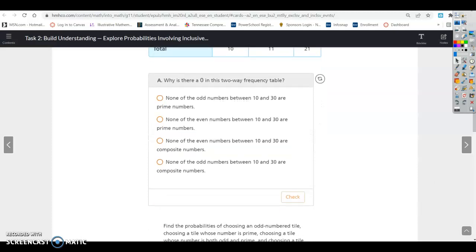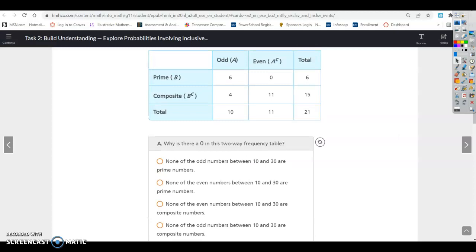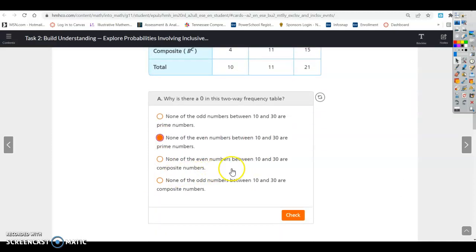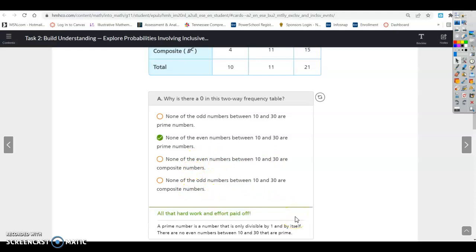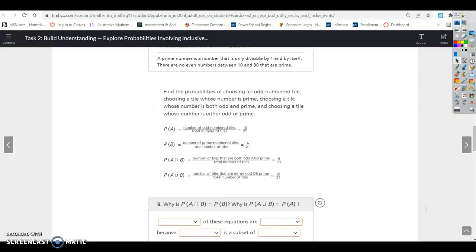All right, so why is there a 0 in this two-way frequency table? All right, so it says this is even numbers and this is prime numbers. So there are no even numbers that are prime. So none of the odd numbers between 10 and 0 are prime. None of the even numbers between 10 and 30 are prime. None of the even numbers between 10 and 30 are composite. So the second one is the only one that can be true.